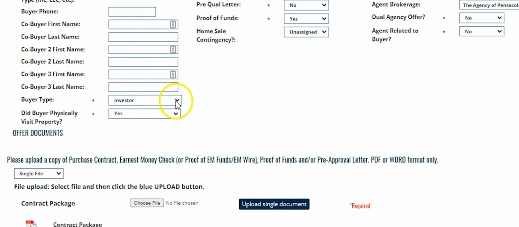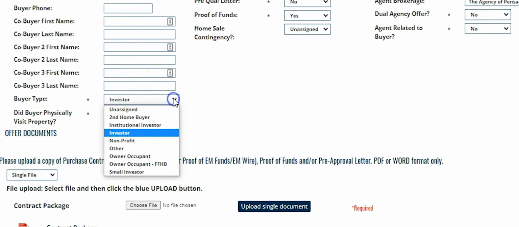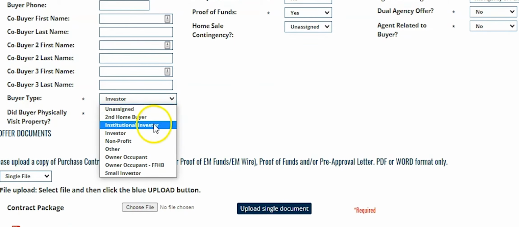Down here, you're going to tell it what type of buyer. So you've got several different options. Typically, it's either going to be an investor or an owner occupant. I mean, that's one of the two. The other ones typically aren't going to apply. Maybe it's a second home. But investor or owner occupant is going to generally be the case.